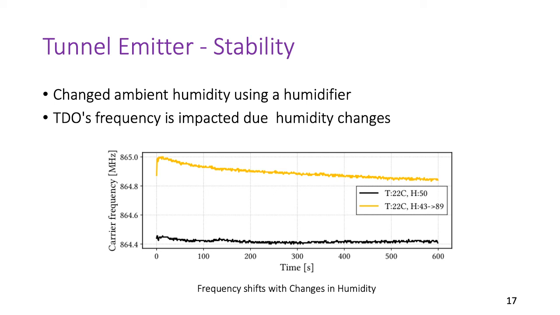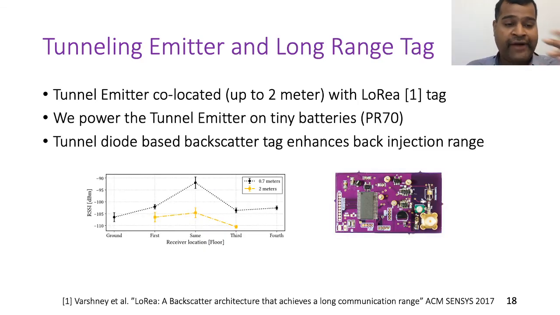Finally, we quantified tunnel emitter's carrier frequency drift under humidity variation by keeping a constant ambient temperature. We enclosed tunnel emitter within a sealed box together with a humidifier and increased the humidity. Our results show that the carrier signal drift is inversely proportional to the humidity. That is, as the humidity increases, the carrier signal frequency decreases.